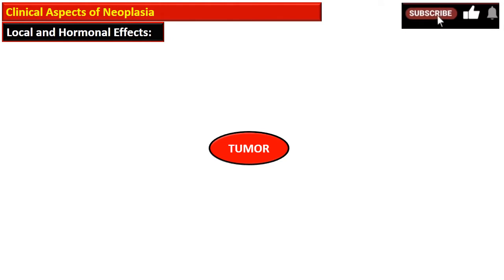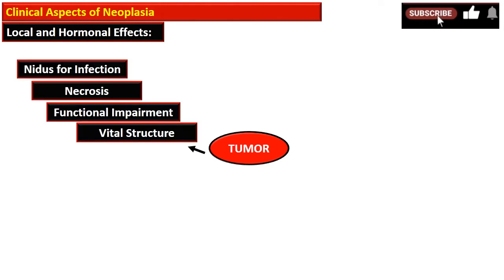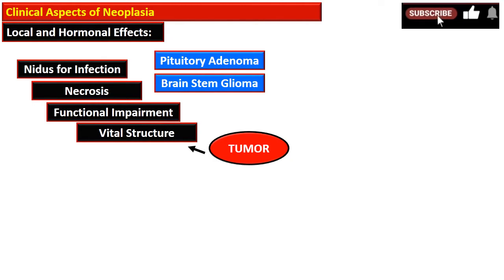The location of the tumor is important in determining the effect of the tumor. The tumor may infiltrate and invade the surrounding structures and that result in functional impairment as a result of necrosis. It also produces nidus for infection. Pituitary adenoma may compress adjacent tissue and result in destruction of the adjacent tissue due to pressure atrophy that results in hypopituitarism. Same is true for the primary or secondary endocrine neoplasia.